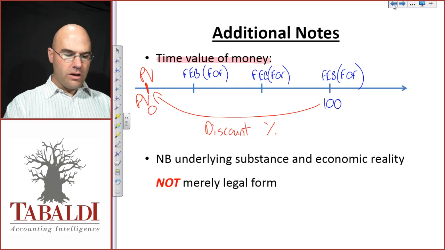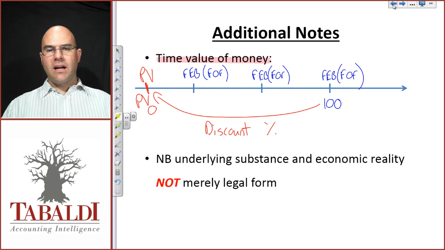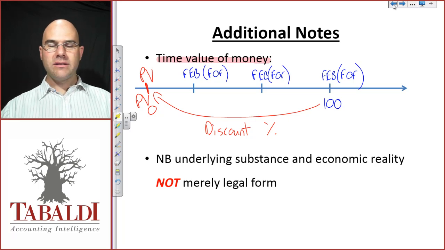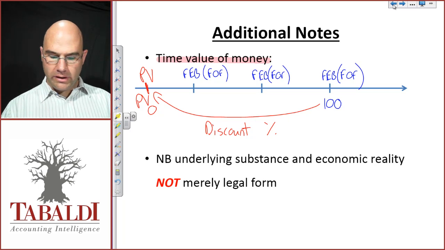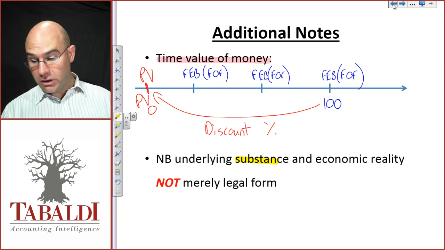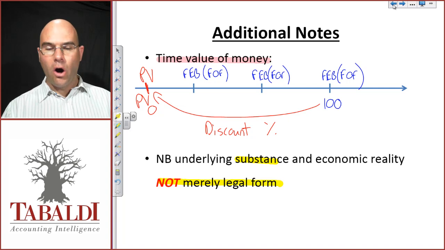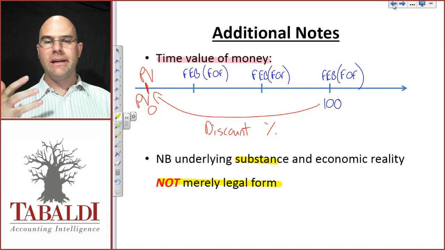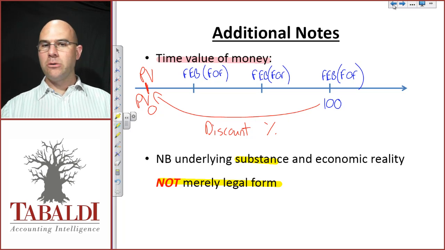Okay. Last note is sometimes the legal form of transactions does not represent the economic reality. So what we always need to look at is substance or economic reality over legal form. The best example here is a lease. So you go into a car dealership and you buy your BMW.